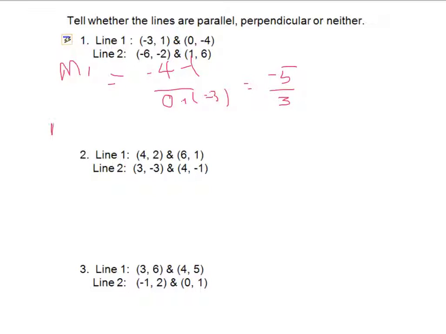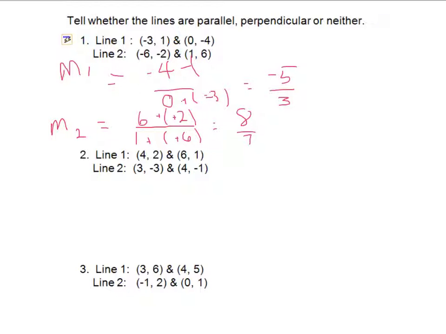Okay, now let's find the slope of line 2. That would be 6 minus -2, which turns to plus positive. And then on the bottom, it would be 1 minus -6, so that would be plus positive also. So 6 plus 2 would be 8. 1 plus 6 is 7.